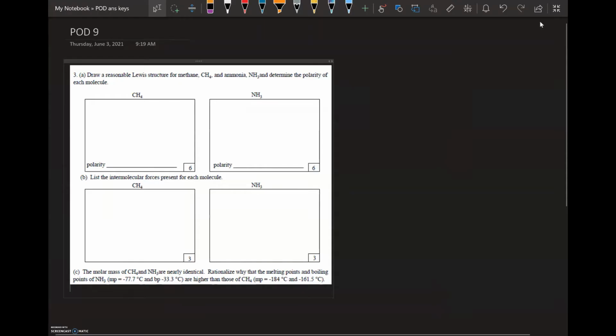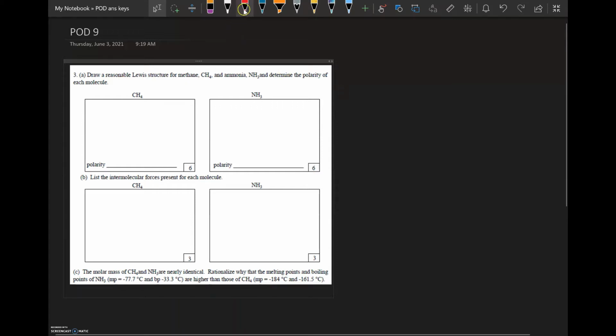In this video, we're going to be working on another set of problems from POD 9, and this problem involves drawing Lewis structures and ultimately figuring out the intermolecular forces. So we'll use that to answer the final question in part C there. Now, the first part is draw a reasonable Lewis structure for these and determine the polarity.